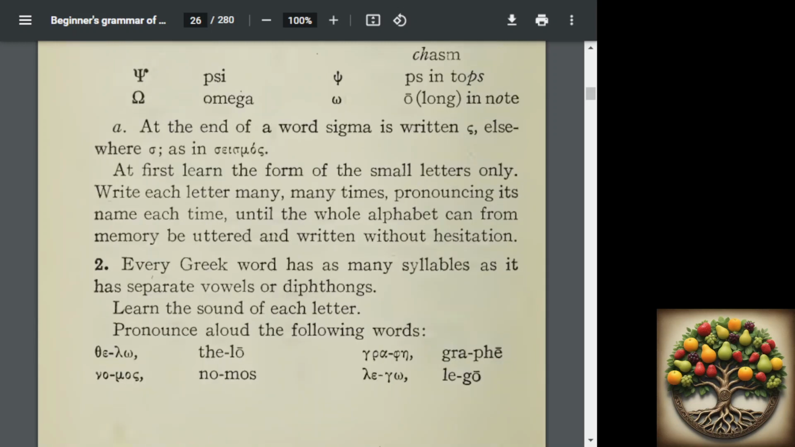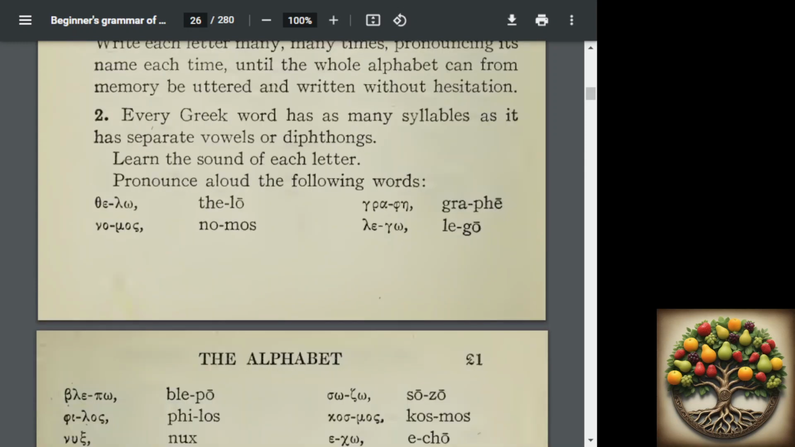Now, number 2, Greek words are going to have syllables just like any other word. And here we're going to be saying these words so that we can get the sound of these letters.